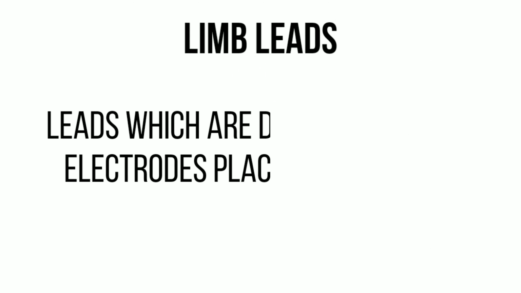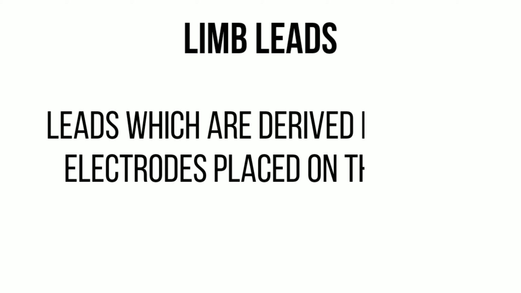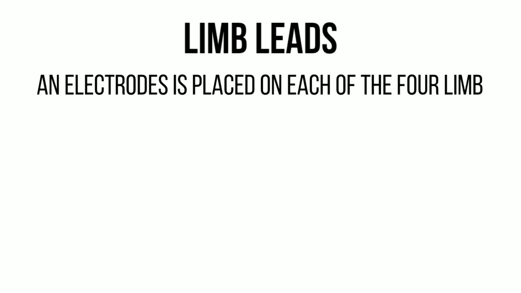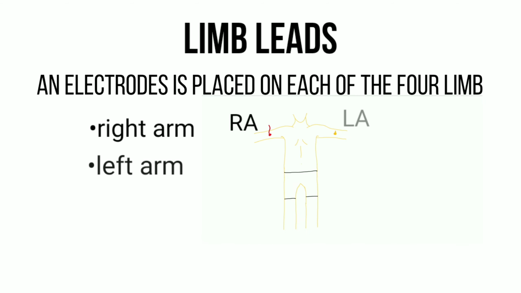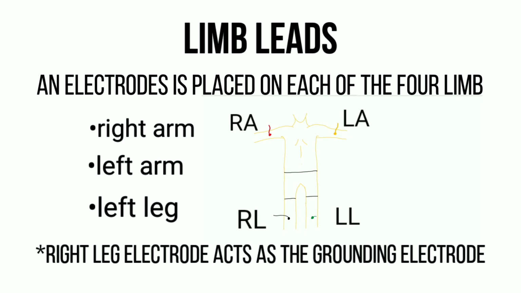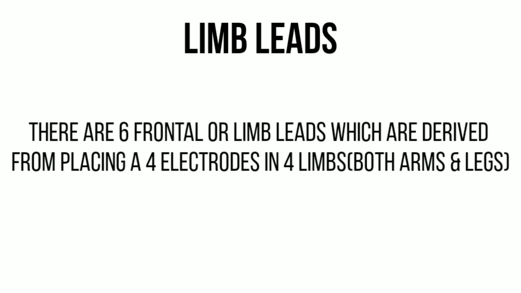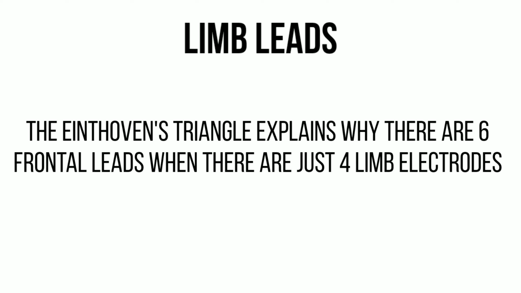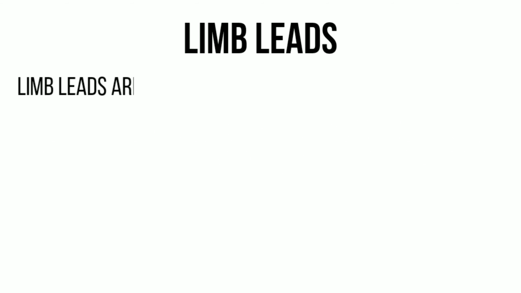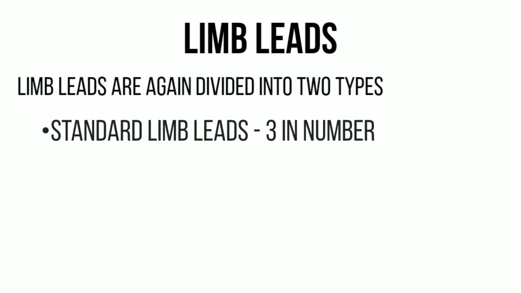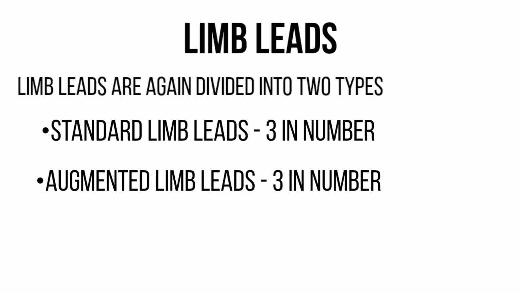These are the leads derived from the electrodes placed on the limbs. An electrode is placed on each of the 4 limbs, namely right arm, left arm, right leg and left leg. Keep in mind that the right leg is neutral, also known as point 0, or it acts as a grounding electrode. There are 6 limb leads which are derived from placing 4 electrodes on the limbs. Why there are 6 frontal leads when we have just 4 limb electrodes, we will discuss when we discuss Einthoven's triangle. Now this limb lead is again divided into 3 standard limb leads and 3 augmented limb leads.